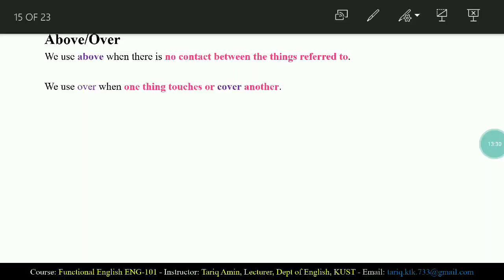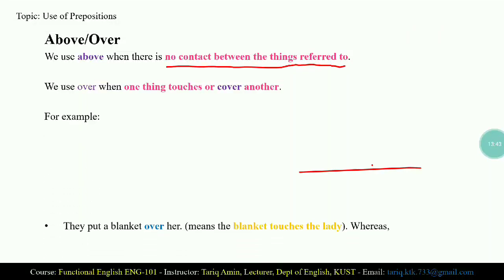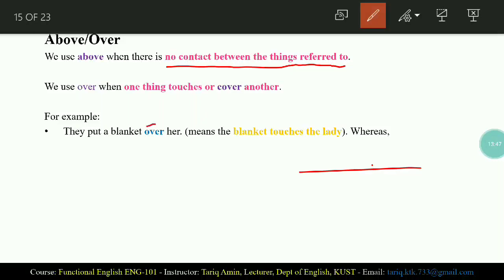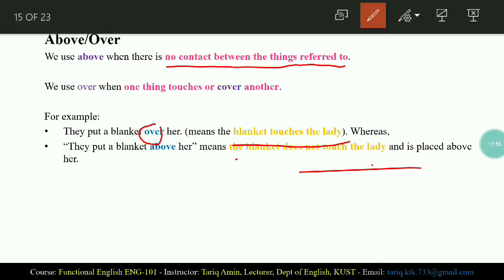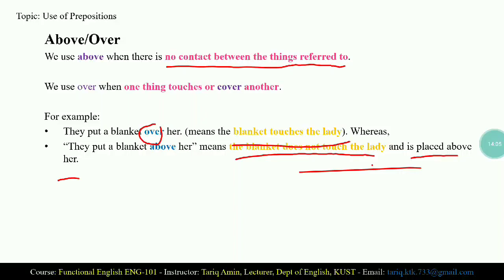We use above when there is no contact between the things referred to. For example, they put a blanket over her. It means that the blanket touched the lady, whereas they put a blanket above her means that the blanket does not touch the lady and is placed above her. So we use over when one thing touches or covers another, and we don't use above when there is no contact between the things referred to. We use over when there is contact between the things referred to.